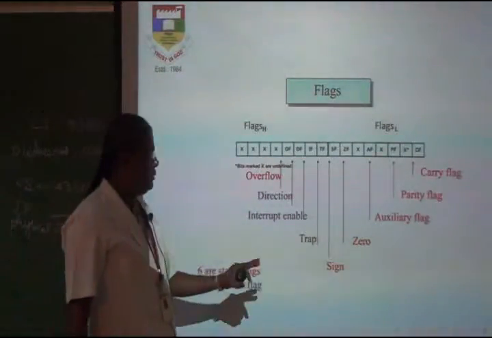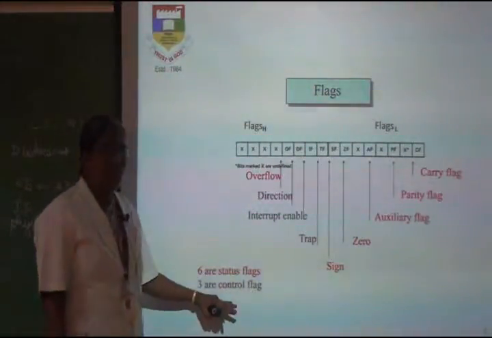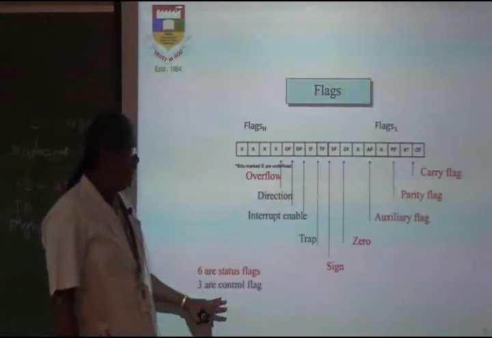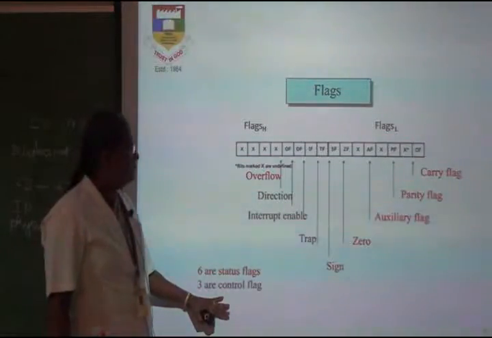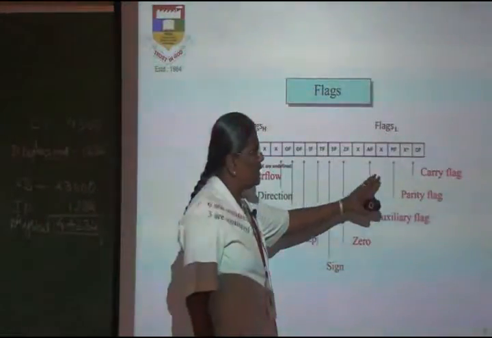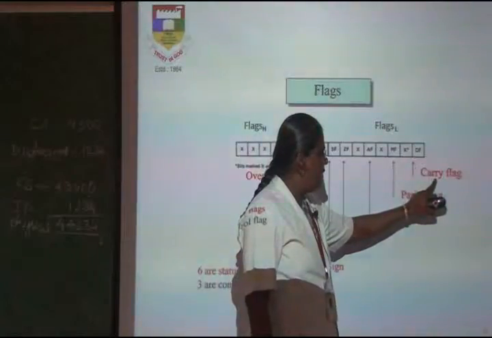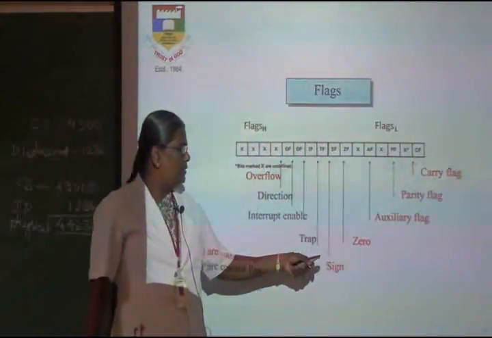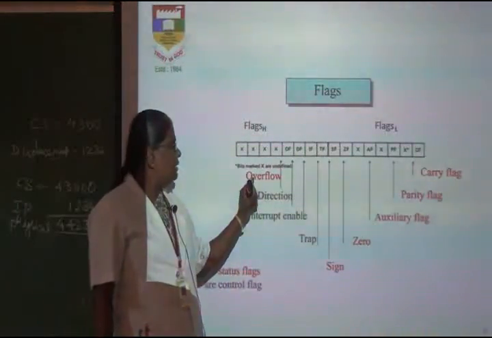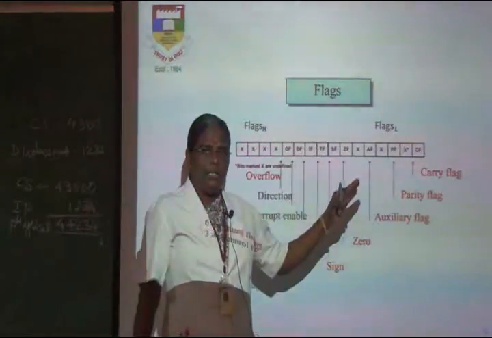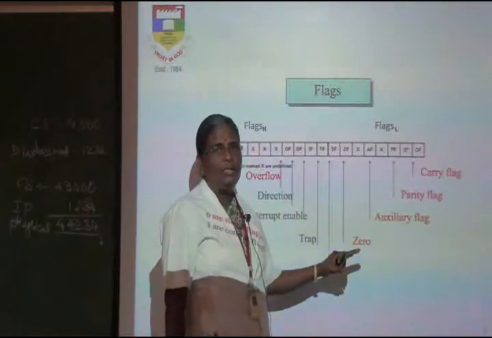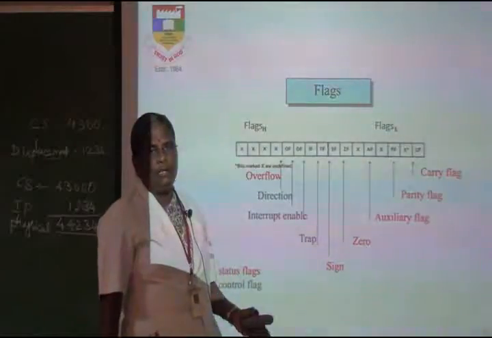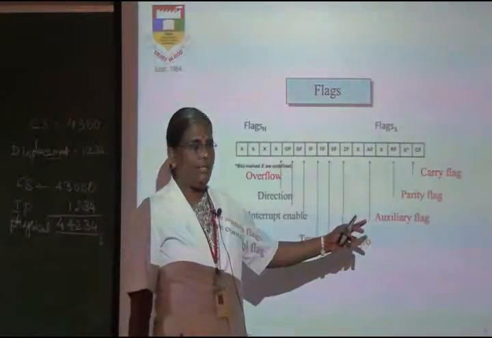Out of 16 bits, only 9 bits are used. Out of that, 6 are status flags and 3 are control flags. The 6 status flags are the carry flag, parity flag, auxiliary carry, zero flag, sign flag, and another one is the overflow flag. Carry flag: if the result of the operation is more than 16 bits, or more than 8 bits for 8-bit operations, the carry flag will be set.